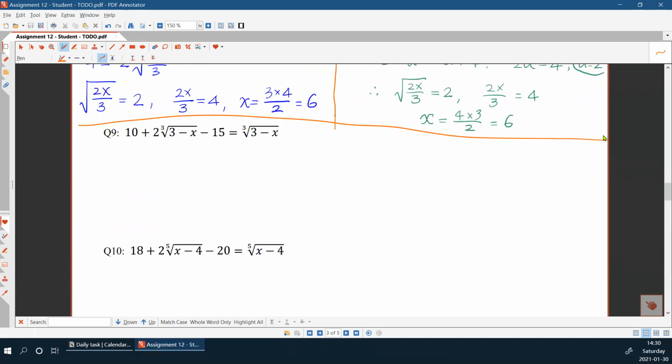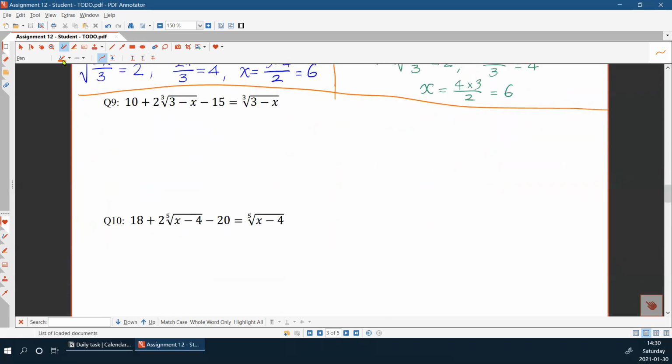Okay, let's see the next one, if you don't have any questions. Again, note that on the left-hand side, you have cube root of 3 minus x, right? And on the right-hand side, you also have something times cube root of 3 minus x. So it's possible for us to combine these two, right?